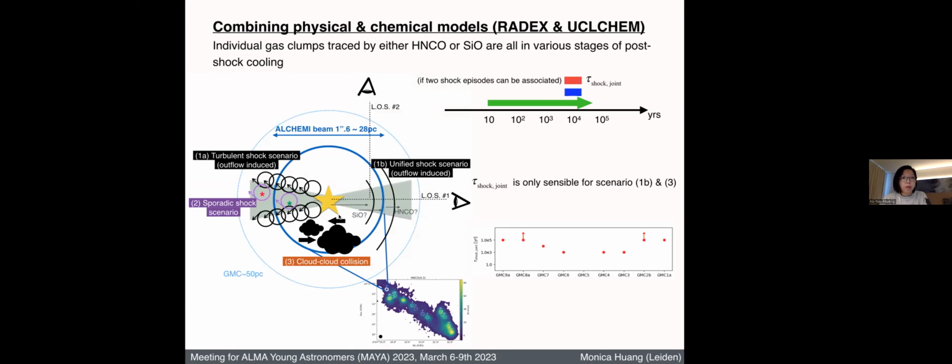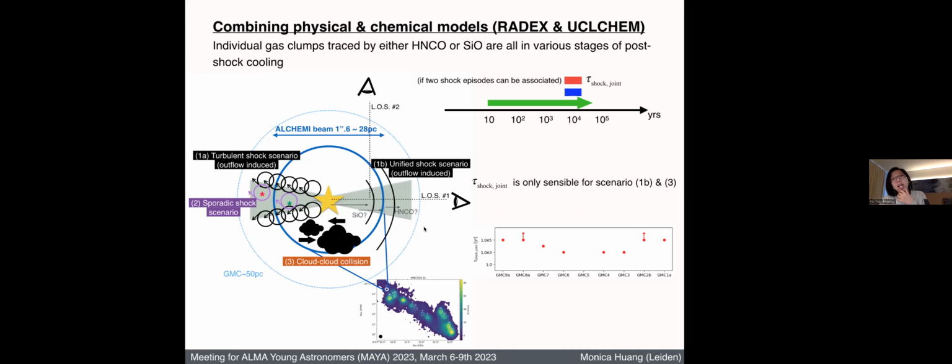So in our paper, we also explore, in individual GMCs, where and how these shocks could come from. It could come from outflow from the mini starburst episodes, or it could be sporadic. Like I said, if you want to take the intersection of the two time scales, then you must assume that these two shock episodes traced by two species are associated, but in the sporadic shock scenario, it doesn't have to.